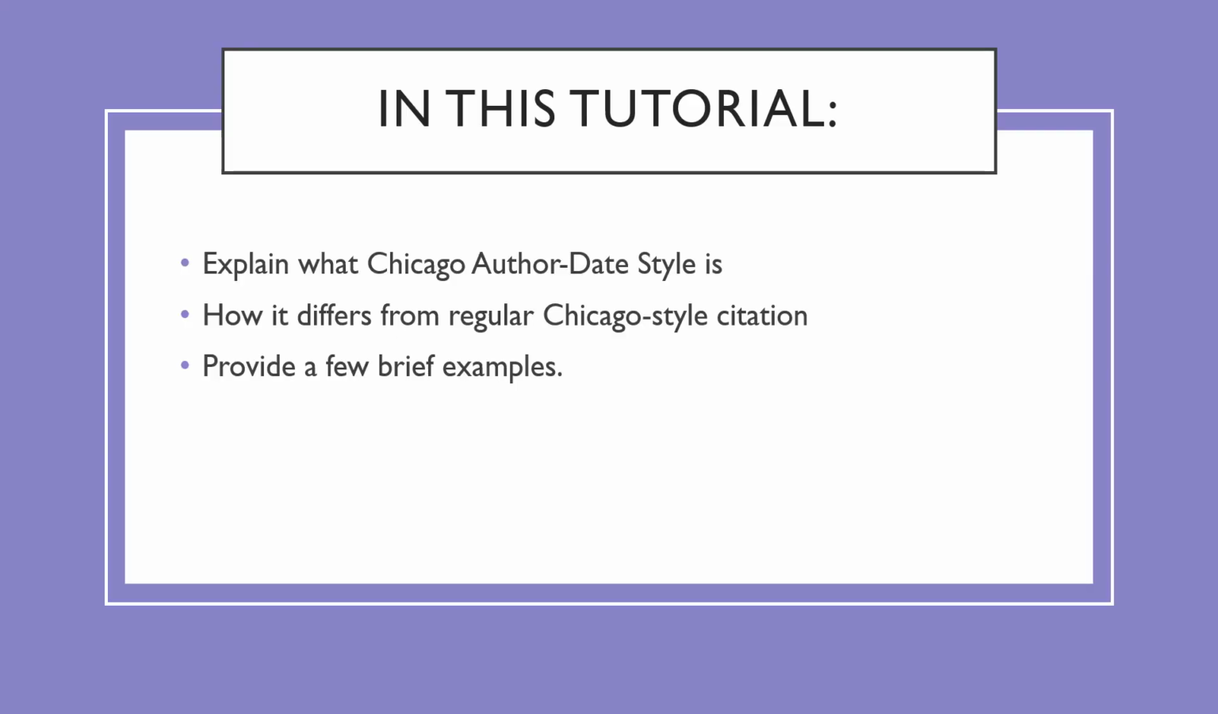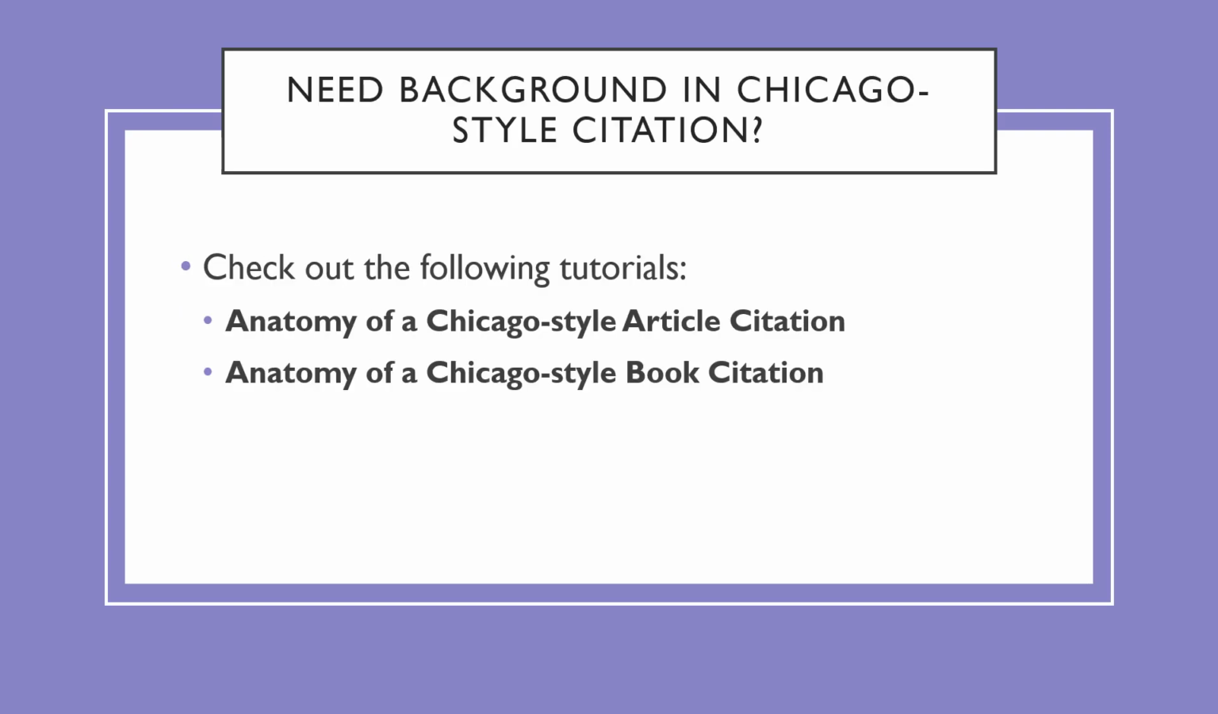In this tutorial, we're going to briefly describe what Chicago author date style is, explain how it differs from regular Chicago style citation, and provide a few brief examples of those differences. With a basic background in Chicago style citation, you should be able to adapt your citations to author date style after viewing this video. If you need that background in Chicago style citation, please check out these tutorials on Chicago style citation: Anatomy of a Chicago style article citation and Anatomy of a Chicago style book citation.